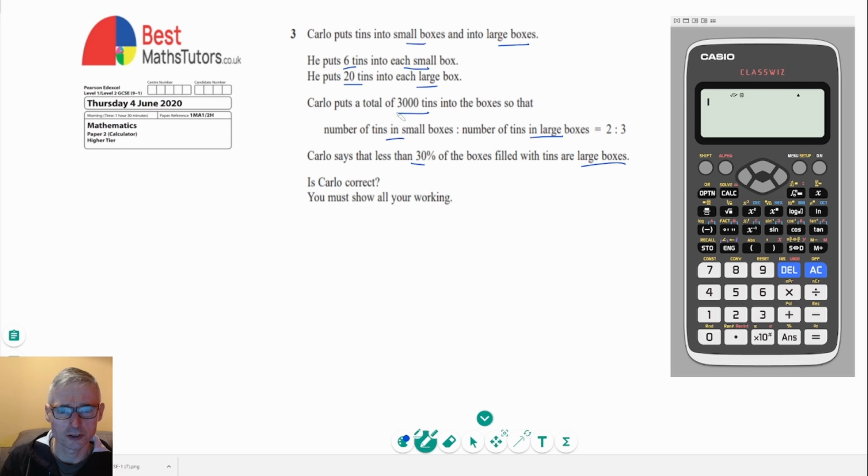So the first thing I'm going to do is decide how many of these 3,000 tins go into either a small box or a large box. And to do that, I'm going to use this ratio. If I add that ratio together, first of all, 2 plus 3 would give me 5 parts. And that's equal to the 3,000 tins. And I need to find out first of all what one part is worth. So how many tins are in one part.